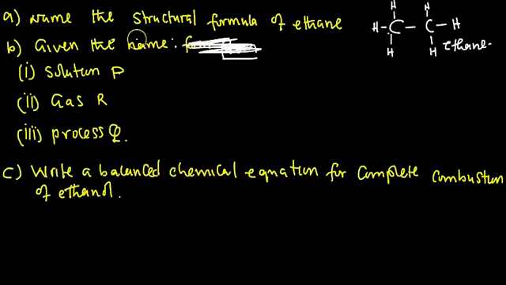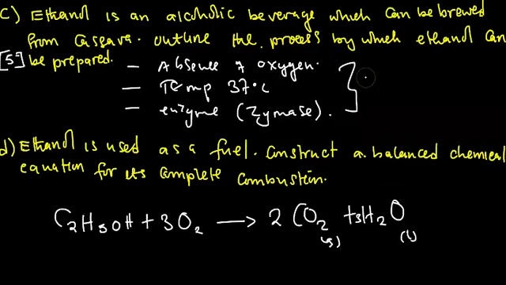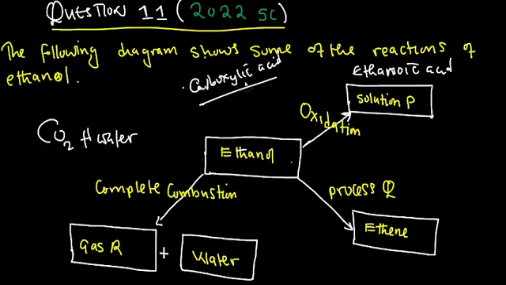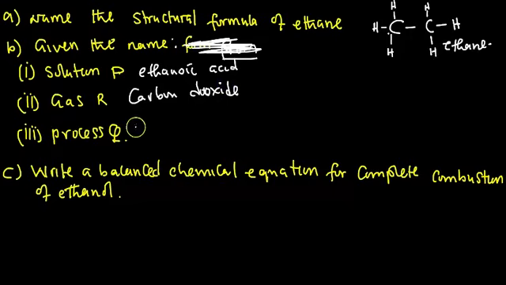So we can write here ethanoic acid. Then what is gas R? Gas R here, complete combustion of alcohol. We said what is produced. So in most cases, with complete combustion of these organic compounds, you are going to find that carbon dioxide and water are produced. So gas R automatically is carbon dioxide. So long as there is complete combustion, just know that carbon dioxide is produced. So gas R is carbon dioxide.